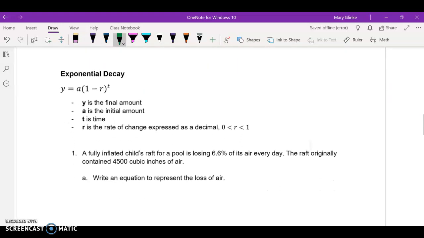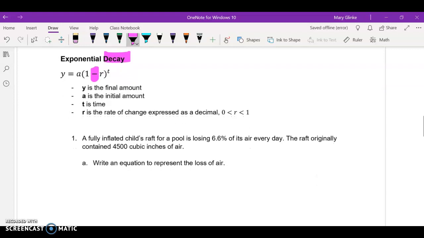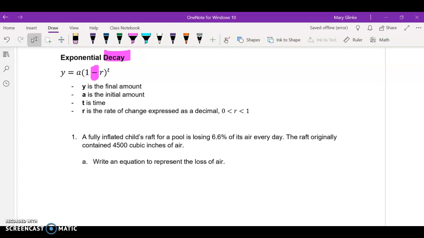So now what we're going to do is we're going to move on to exponential decay. Now here's the good news. Everything is exactly the same, but the only thing is in order to make it decay, it has to decrease, so your rate is going to be negative. So it's going to be 1 minus whatever that decimal should be. So let's take a look at what that means for this first example.